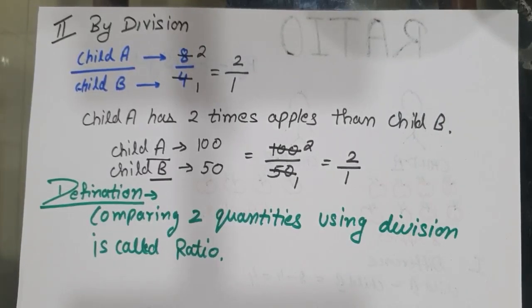So here we come to the definition. Comparing two quantities using division is called ratio.